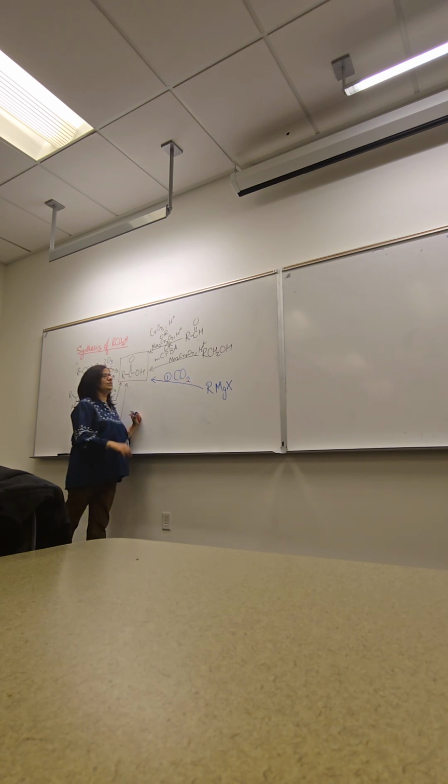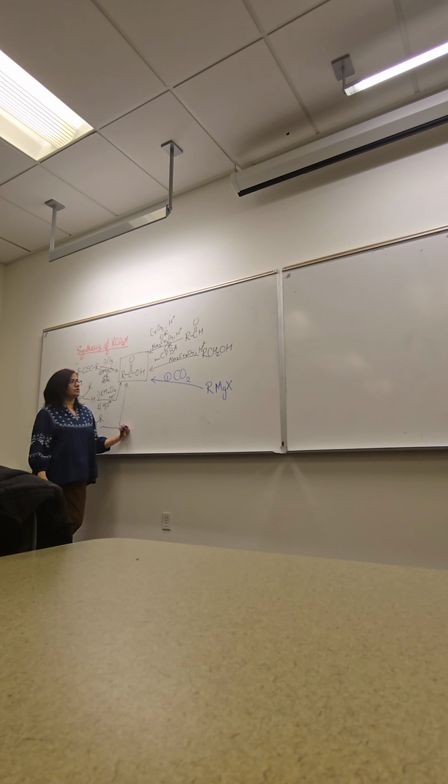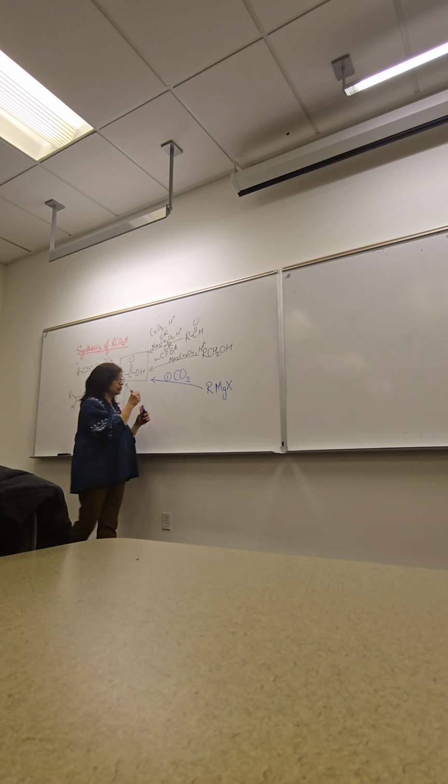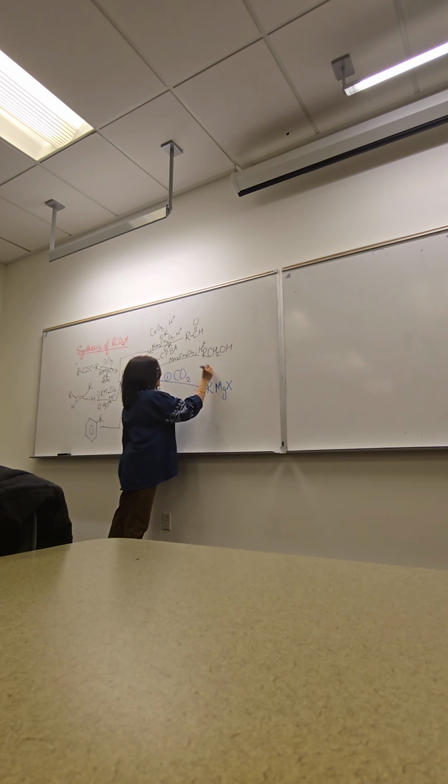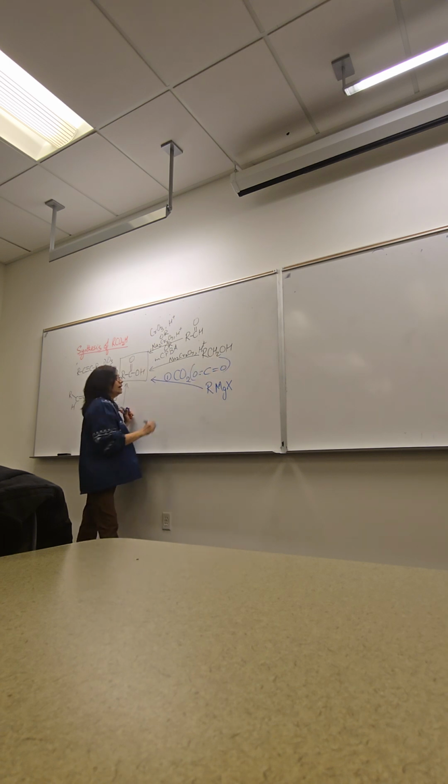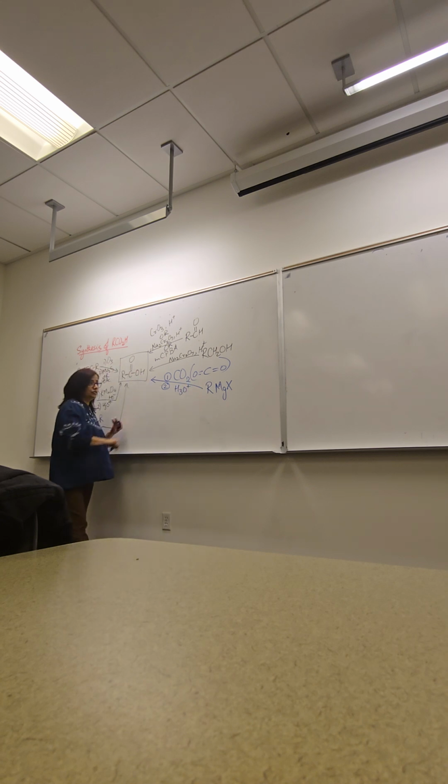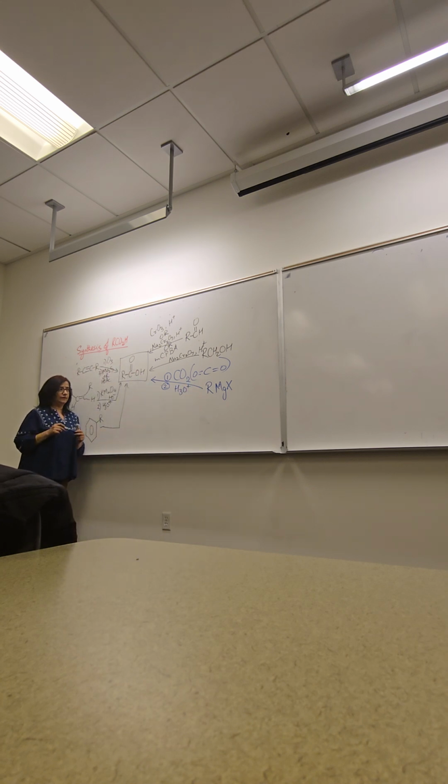Can someone quickly tell me what's the structure of carbon dioxide? C double bonded to 2 oxygens. Exactly. Two C double bond O's, followed by an acid workup. That's what we'll be doing in lab next week.